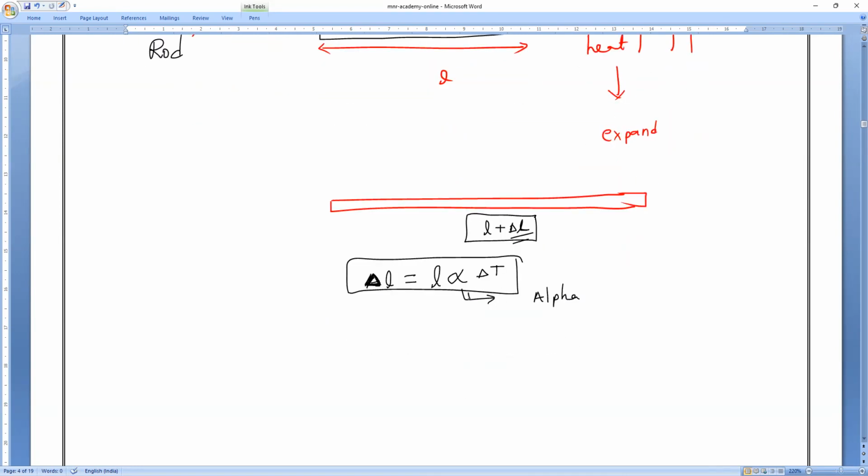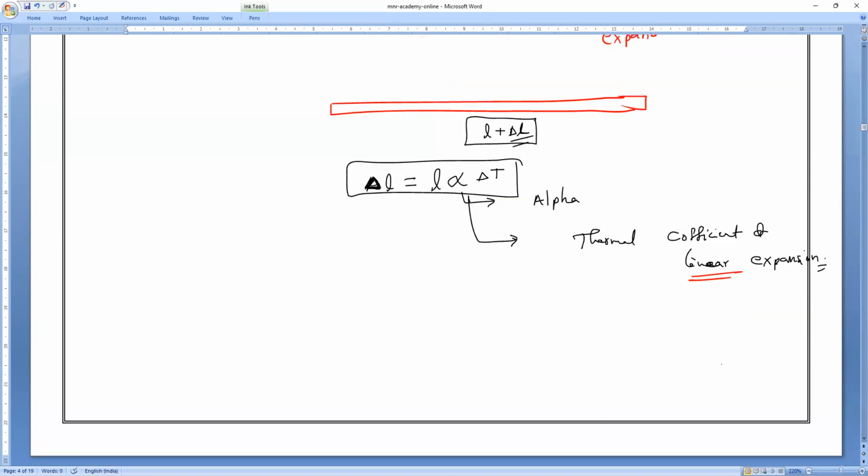What is this alpha? Alpha indicates the thermal coefficient of expansion. What type of expansion is it, linear expansion or areal expansion? Linear expansion. There is volume expansion, linear expansion, and so on. Since length is changing, we call it linear expansion. Okay, all of you?